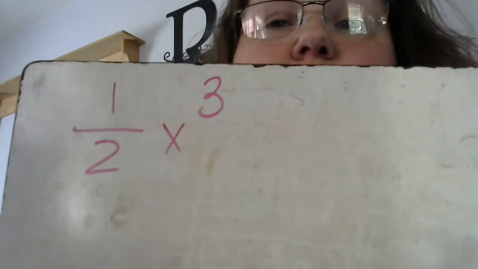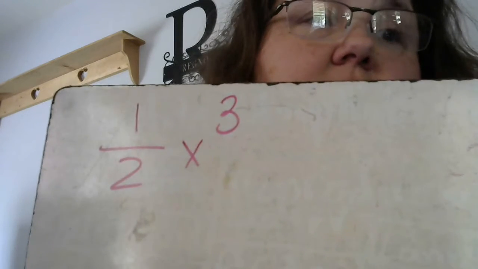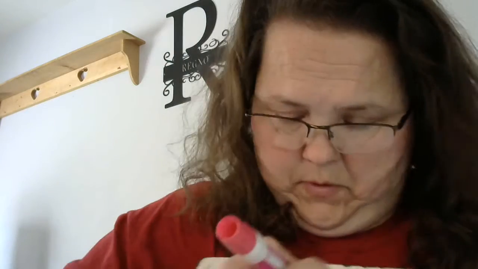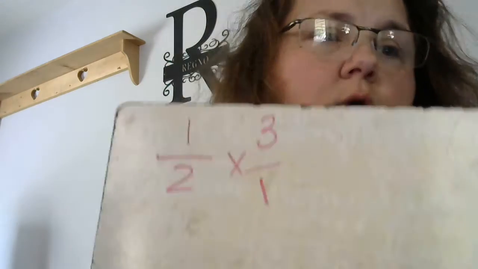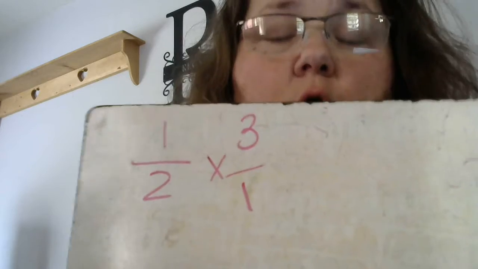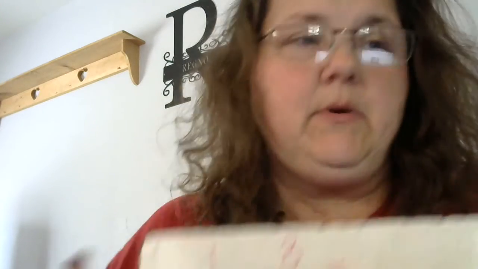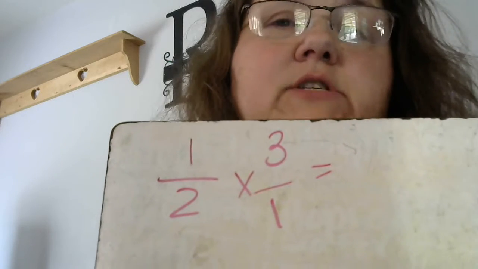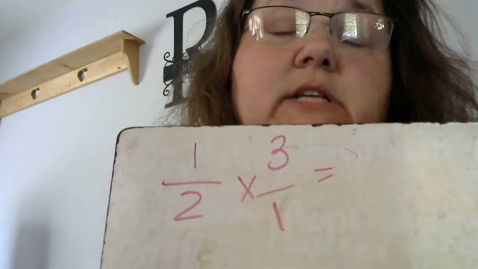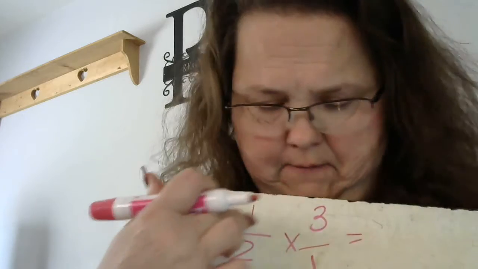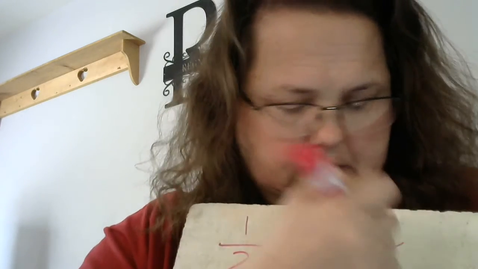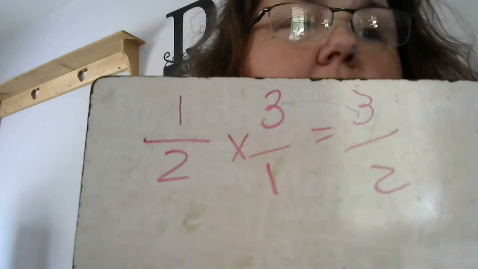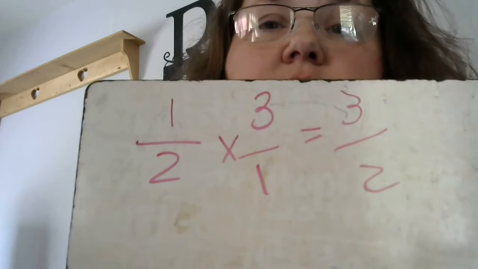Okay guys, remember in order to write a fraction out of a whole number, when you want to take a whole number and make a fraction, we write it over a denominator of 1 because there is one part in each whole. Now, when we're ready to multiply fractions, we multiply numerator times numerator and denominator times denominator. So here we have 1 times 3 equals 3, and 2 times 1 equals 2. So 1/2 times 3 over 1 equals 3/2.